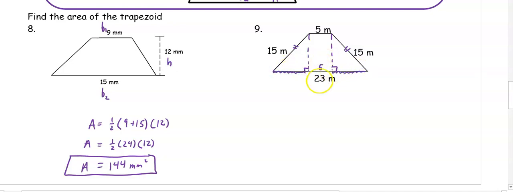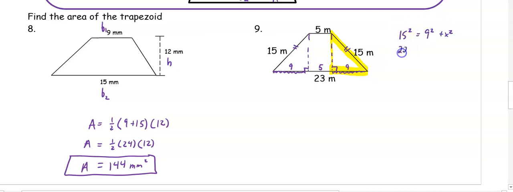To find them, we can do 23 minus the other base, which is 5. 23 minus 5 gets us 18. And then we have to evenly split that between two triangles. So half of 18 is 9 and 9. Now we can focus on using one triangle to find our height.